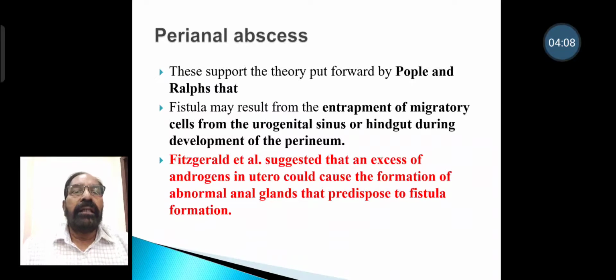Fitzgerald suggested that an excess of androgens in utero could cause the formation of abnormal anal glands that predispose to fistula formation.